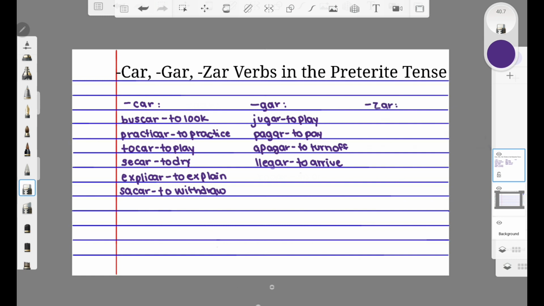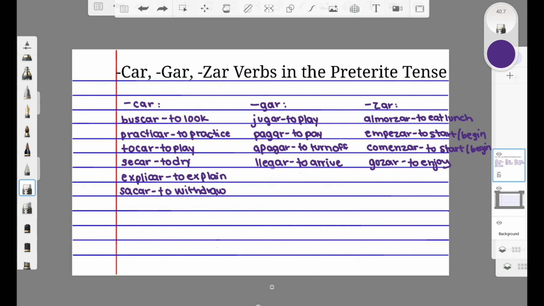Now for some ZAR verbs. Almorzar means to have lunch or to eat lunch. Empezar and comenzar mean the same thing, to start or to begin, and they're usually used interchangeably, but depending on the region, one is more common than the other. And gozar means to enjoy.